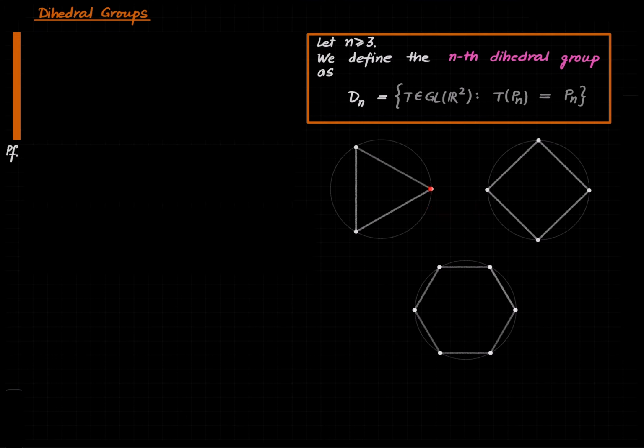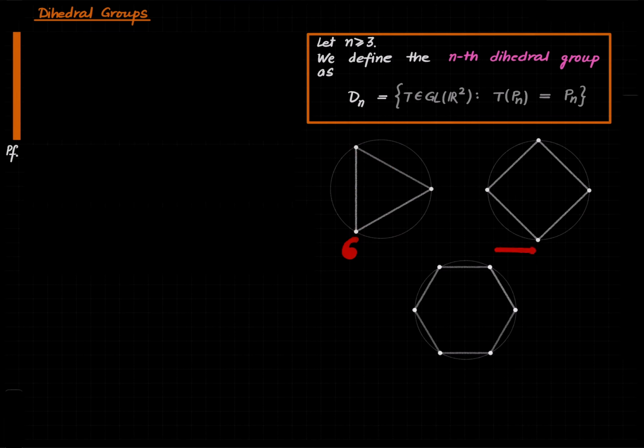Clearly, the identity map is there, of course. Rotation by 2 pi by 3 is there because it is just permuting the vertices in a cyclic fashion. And similarly, the rotation by 240 degrees, 4 pi by 3, is also there. So these three rotations are present. Also, the reflection about this line is present because it is merely switching these two vertices and keeping this one fixed. And similarly, the reflection about this line and that line are present. So we have listed out 6 elements of D3.